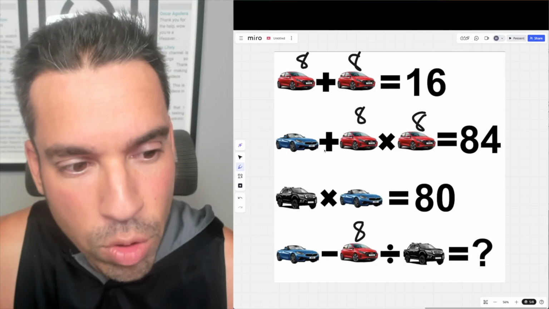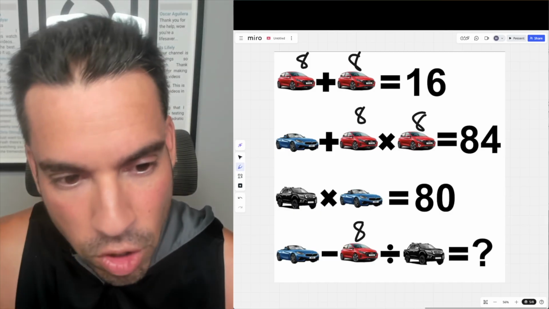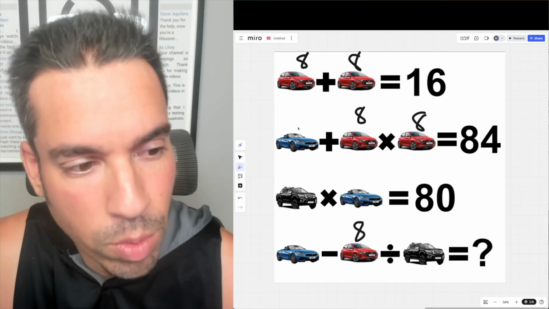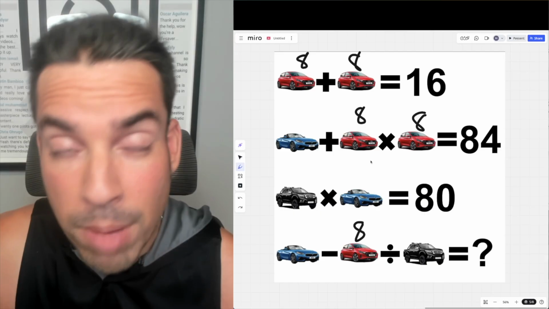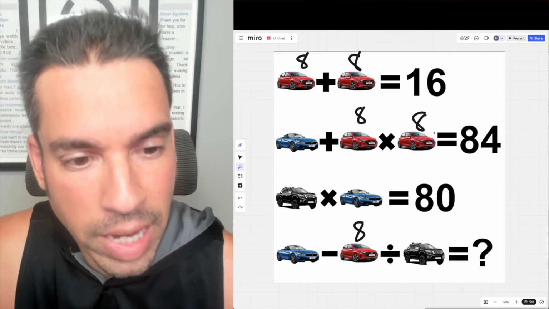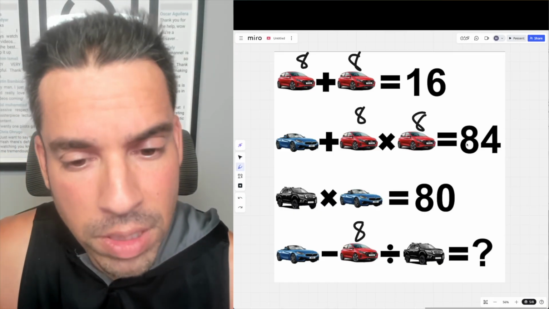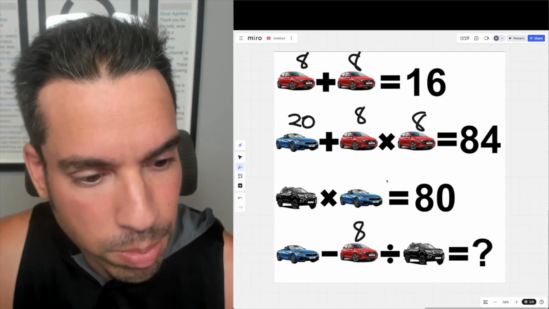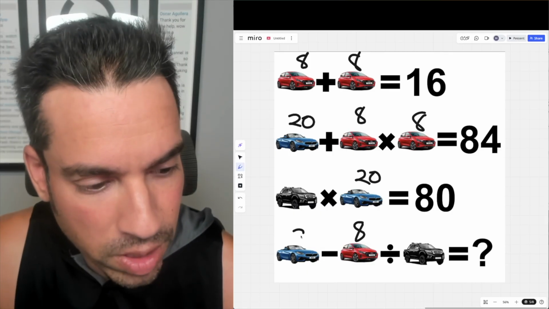Now we have blue car plus red car times red car is 84. So you might think, well, we got to add to the red car first, then multiply, but no. Order of operation says we have to do multiplication first. 8 times 8 is 64. What plus 64 is 84? That would be 20. So the blue car is 20.